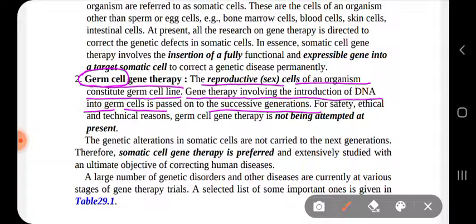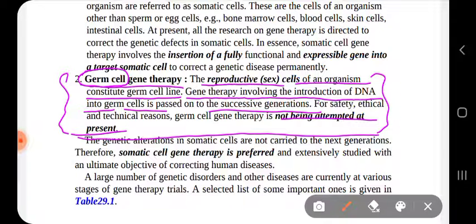So due to ethical reasons, and there are some technical reasons also, germ cell gene therapy is not being attempted at present. But animal models are being prepared nowadays through this germ cell gene therapy, and thus we can cure certain disorders like AIDS and SCID through this germ cell gene therapy. Well, through somatic cell therapy we can also cure many disorders listed below in these notes.